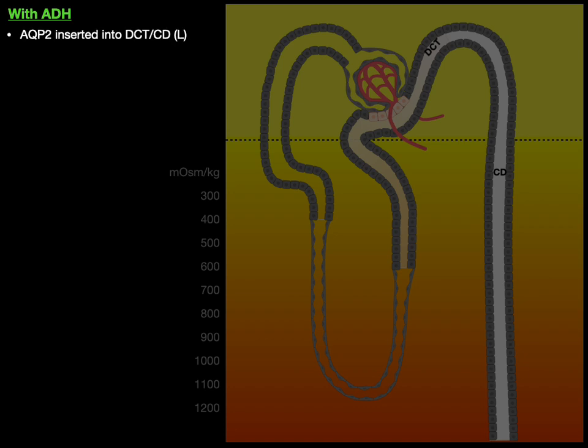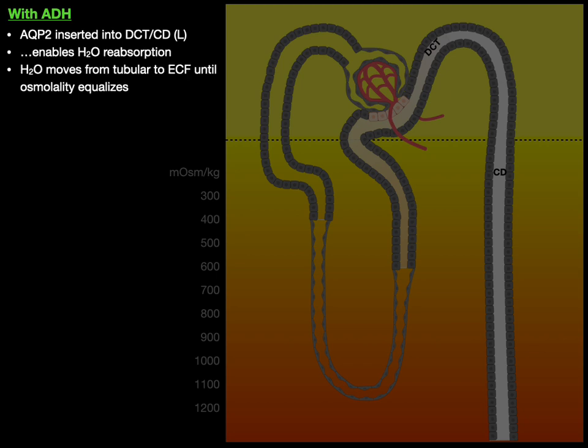So what happens is ADH causes these aquaporin 2s to insert in the distal tubule and collecting ducts on the luminal surface. This enables water reabsorption, and water moves from tubular fluid to extracellular fluid until osmolality equalizes. And this is where maximally concentrated urine is excreted.